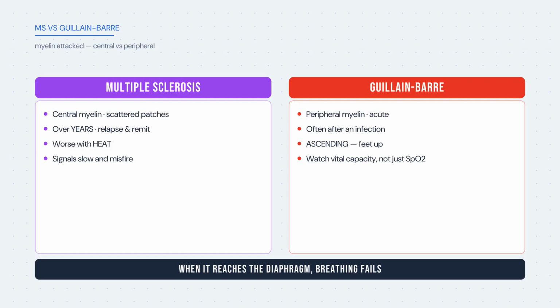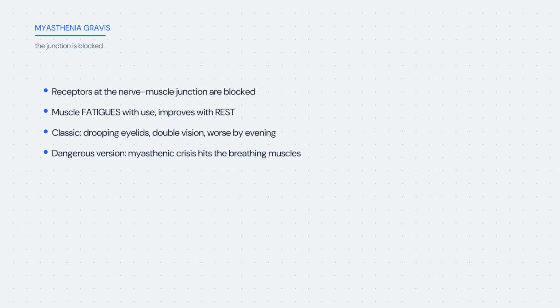The danger is obvious once you see it climbing. When it reaches the muscles of breathing, the patient stops breathing. Watch the vital capacity, not just the oxygen saturation. Myasthenia gravis is a problem at the connection between nerve and muscle.